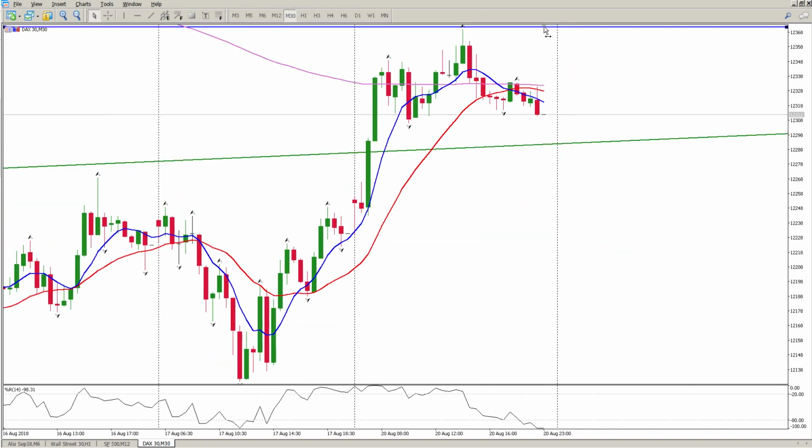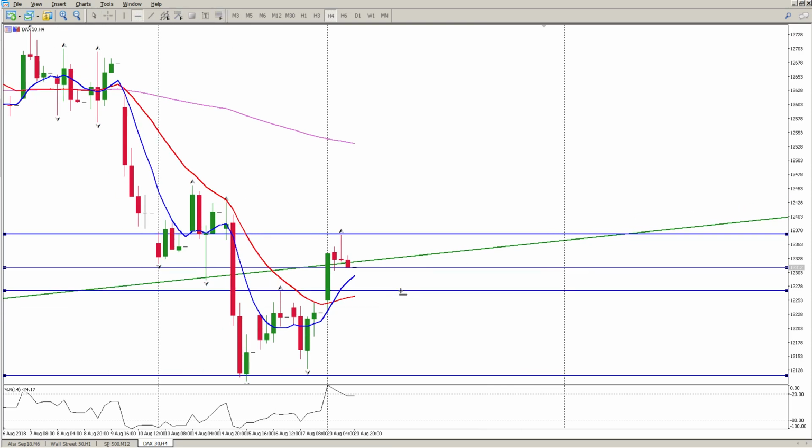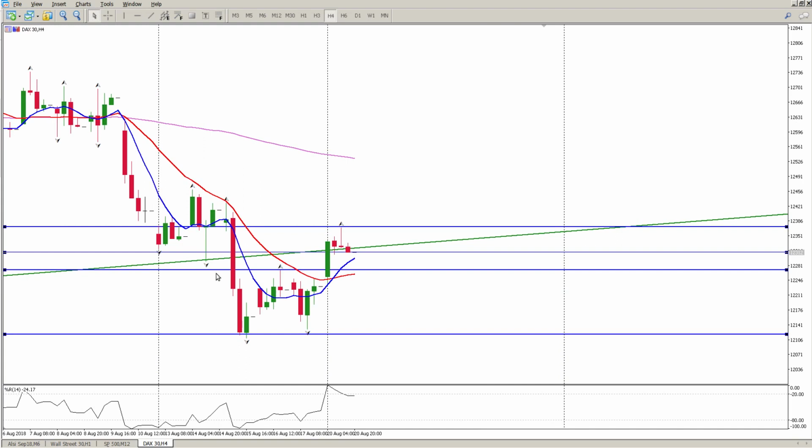So let's get down to the 30 minutes. We do have a potential head and shoulders here, okay? And we also have a potential double bottom on the 4 hours. So you can see here double bottom, and we've broken above this level here, 12,270, sorry. We've broken above it, which validates this double bottom pattern here. So I would expect a retest of this area for a move to the upside.